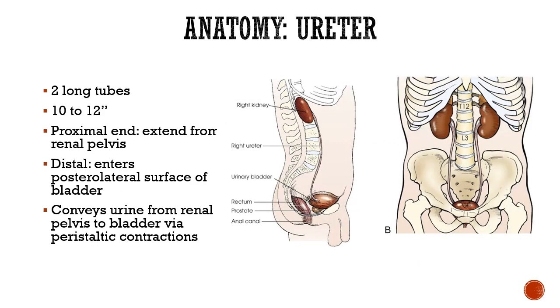There are two ureters. They're 10 to 12 inches in length. On the proximal end, they are going to extend from the renal pelvis. On the distal end, they're going to enter the posterior lateral surface of the bladder. They convey urine from the renal pelvis to the bladder via peristaltic contractions.